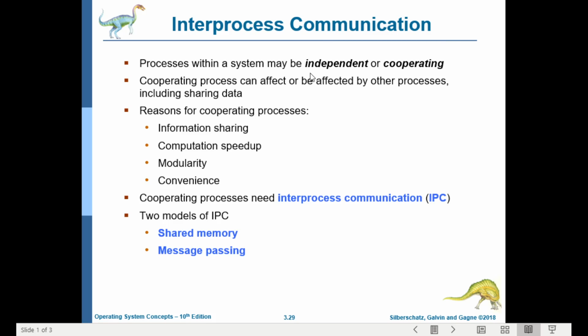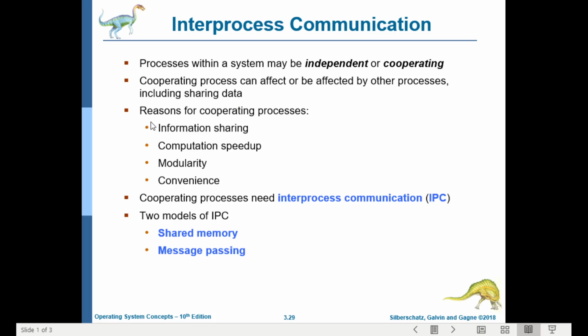So processes within a system can be independent or cooperating. Independent means that the process does not share data with any other processes, while a cooperating process can affect or be affected by other processes. So clearly, any process that shares data with other processes is a cooperating process.